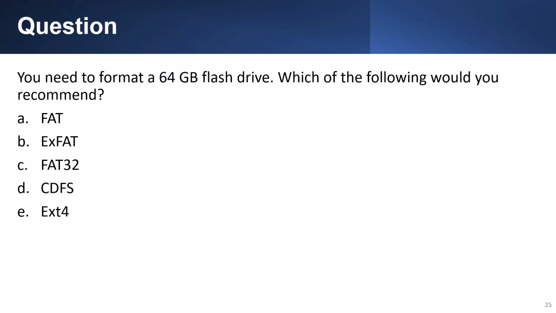Question: you need to format a 64 gigabyte flash drive. Which of the following would you recommend? Answer: exFAT.